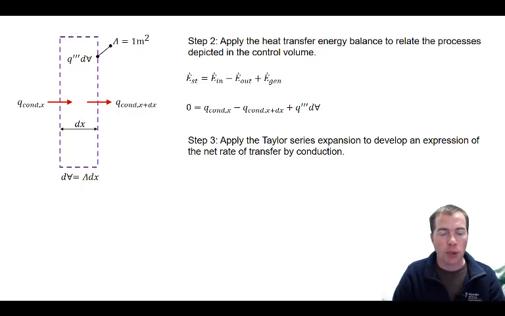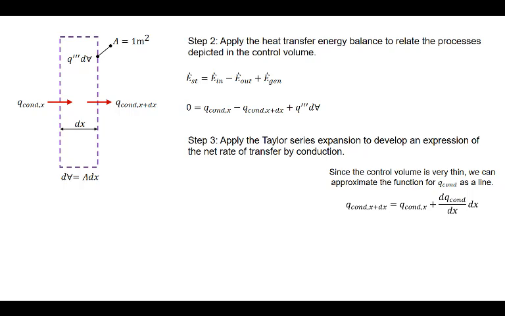In the third step, we apply the Taylor series expansion to develop an expression of the net rate of heat transfer by conduction. The net rate of heat transfer will combine the conduction heat transfer in and the conduction heat transfer out into a single term. Since the control volume is very thin, we can approximate the function for the conduction heat transfer as a line. We thus say that the conduction heat transfer at the x plus dx face is equal to the value of the conduction heat transfer at the x face plus the slope of the line, that is the conduction heat transfer function, times the distance over which that function changes. We are essentially extrapolating the conduction heat transfer at the x face to the x plus dx face.